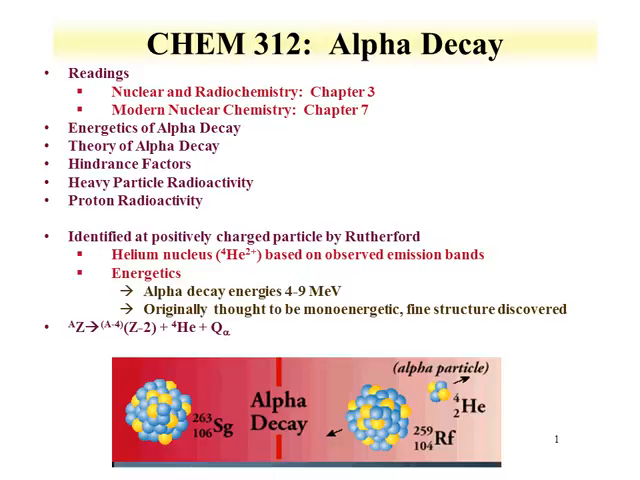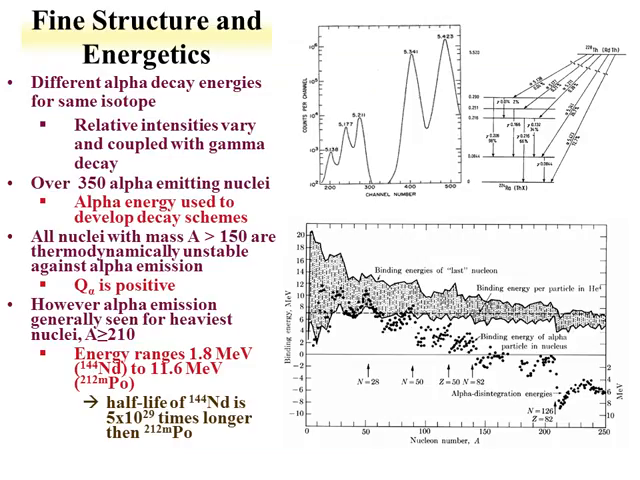And the fine structures are related to gamma decay, where the alpha decay from the parent decays to an excited state of the daughter nucleus and is also observed with gamma decay. And here's an example of that fine structure as we discussed with alpha decay.